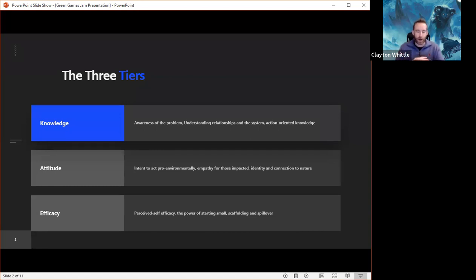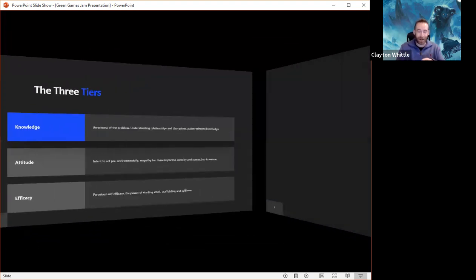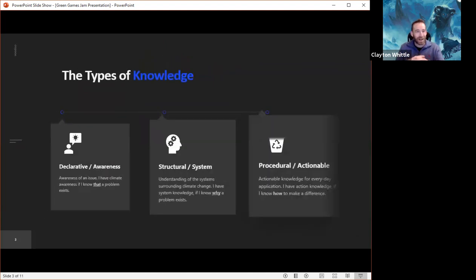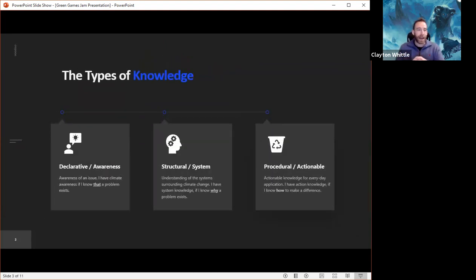Without further ado, I will start us off with the only really high theory thing we're going to talk about today, which is the types of knowledge. You can probably argue about the terms I'm using here, but most environmental educators, psychologists, and educators would generally agree that there are three types of knowledge: declarative, which is knowing that; structural, which is knowing why; and procedural, which is knowing how.